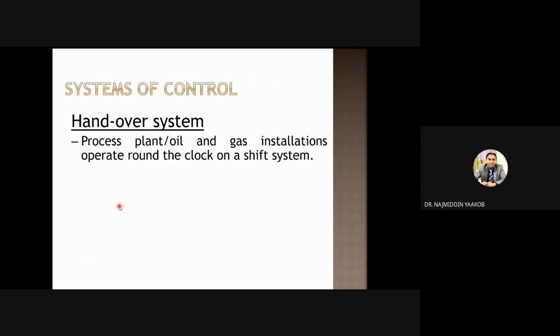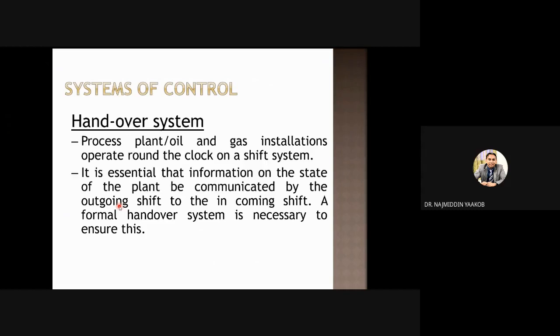Handover system. Of course, when there is a shift, or a lot of people are handling the equipment, all the people need to understand the behavior of the equipment. Thus, you need to have a handover system, where engineer A hands over all the information about the equipment to engineer B, so that both of them understand the condition of the equipment that they are working on.